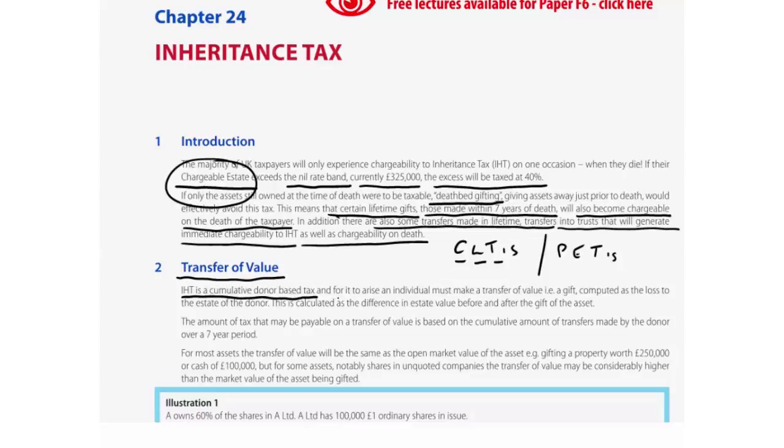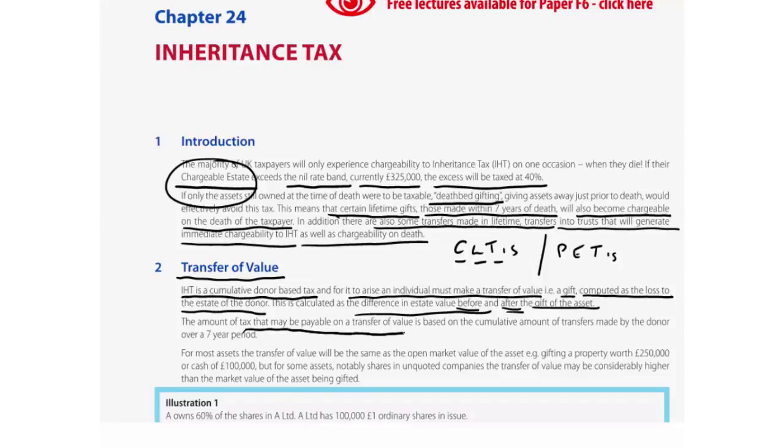For IHT to arise, an individual must make a transfer of value. Now, this is the term that we're seeking to define here. Clearly, it's a gift. Now, it's computed as the loss to the estate of the donor. It's therefore calculated as the difference in the estate value before and after the gift of the asset. It is the difference between what the taxpayer had before the transfer and what the taxpayer had after the transfer.